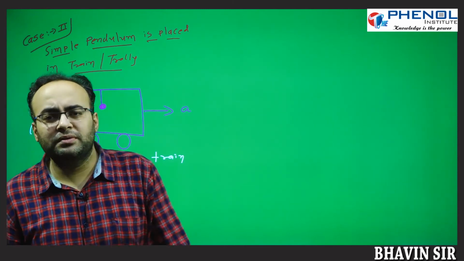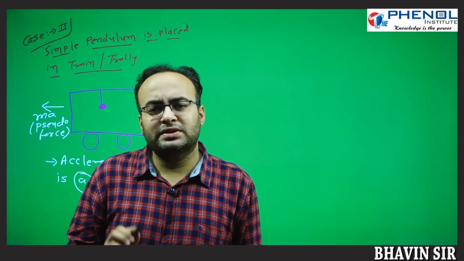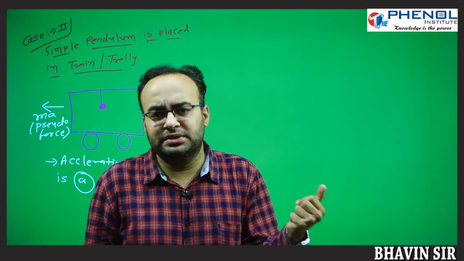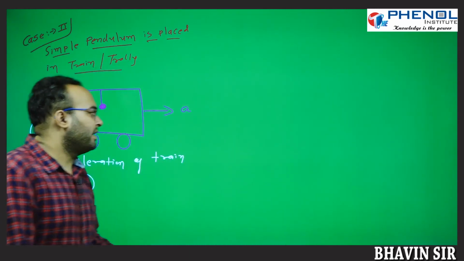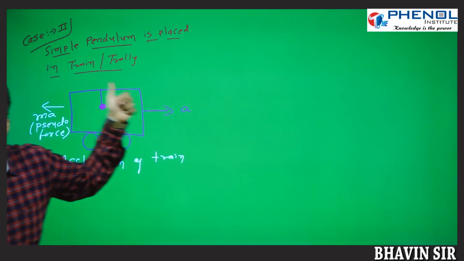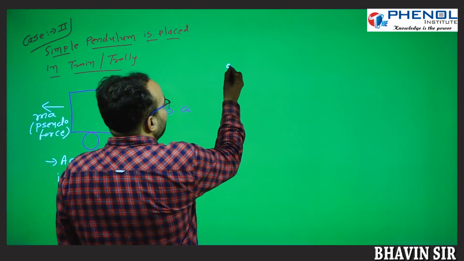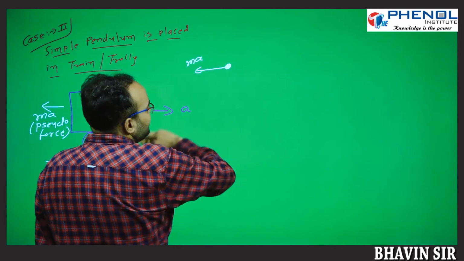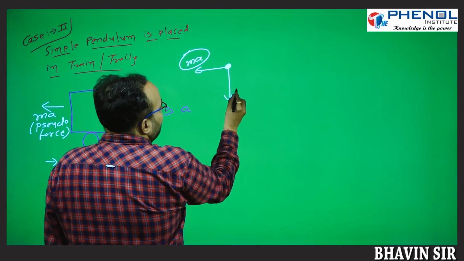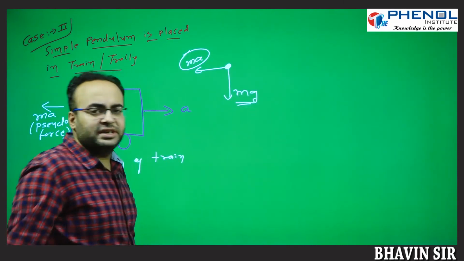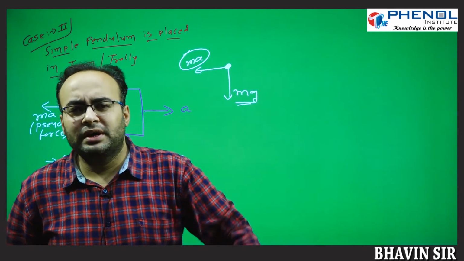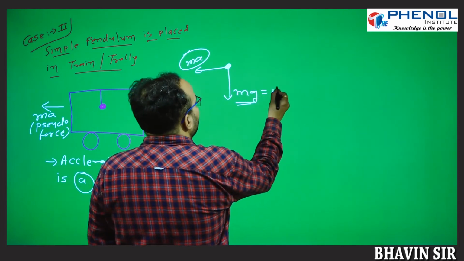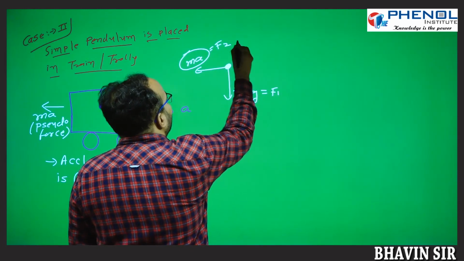So students, right now how many forces are acting on a simple pendulum? Two forces, pseudo force and gravitational force. The train is moving in that direction, so pseudo force is acting in the opposite direction. So now this is our sample pendulum. This is ma, the pseudo force, and this is mg. Two forces, F1 and F2.